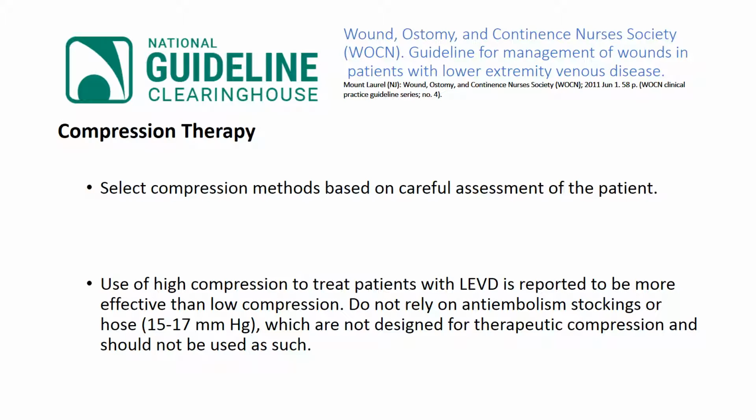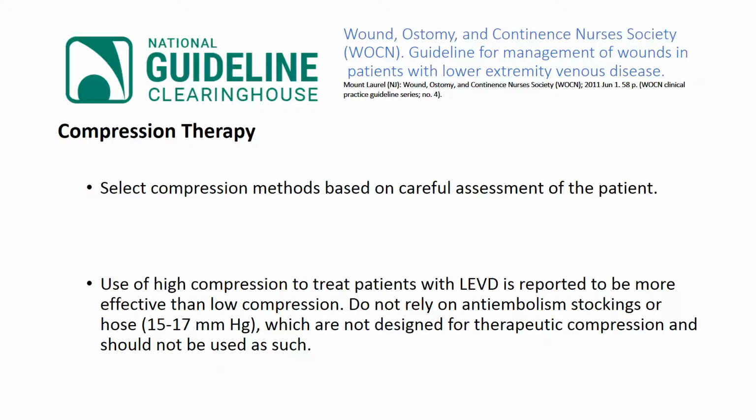The National Guideline Clearinghouse has the best practice for venous ulcer therapy, and the Wound Ostomy Continence Society puts out this guideline for the management of patients with lower extremity venous disease. Compression therapy is the gold standard, but it must be selected based on the careful assessment of the patient. So remember, compression can cause problems, so you really need to know what you're doing.